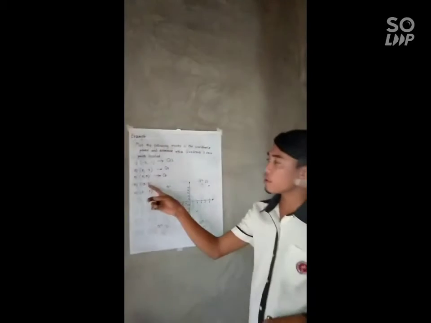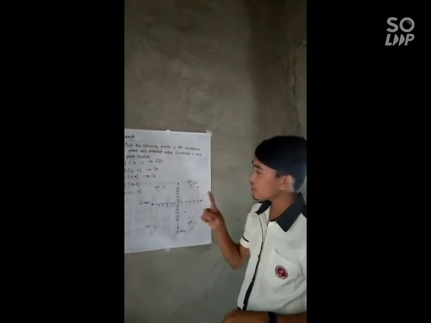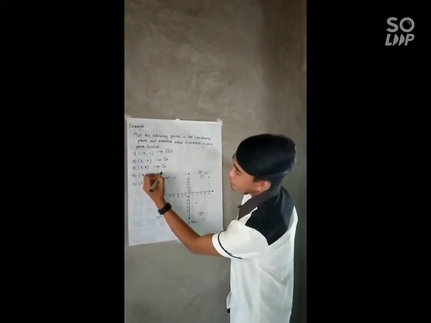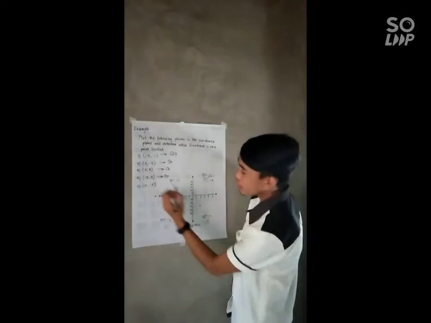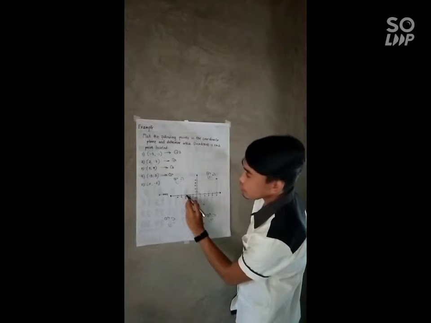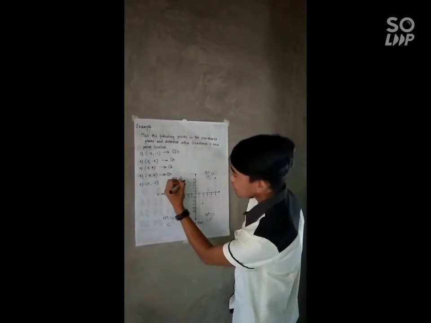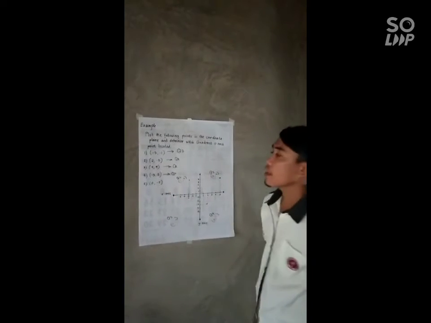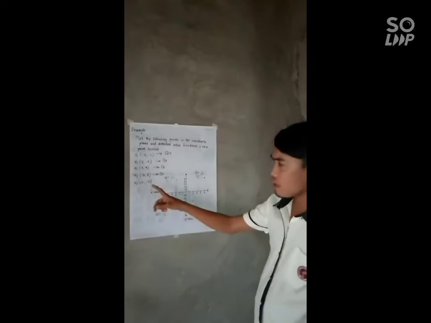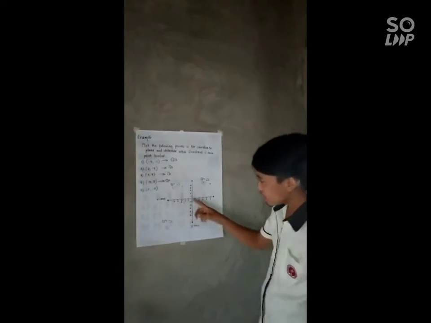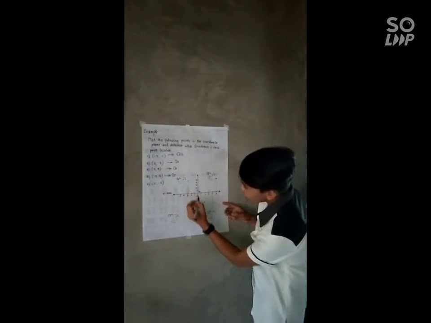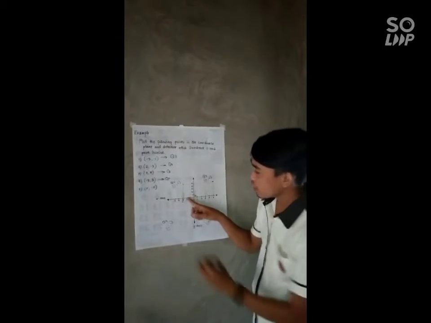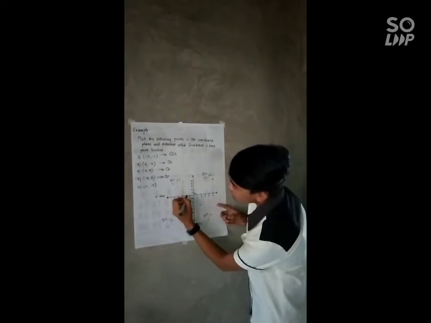Number 4, negative 3, 5. Negative, positive, so it's in quadrant 2. Negative, negative 3, 5, so it's here. Number 5, 0, negative 2. So it's 0 on the x, negative 2, so the point is here.